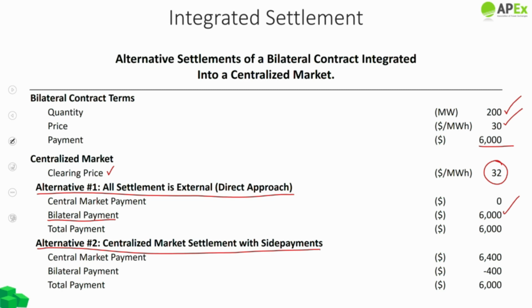Thus, the mechanism guarantees financial reconciliation and contractual integrity, providing a robust framework for bilateral contracts within the centralized day-ahead market. Here in this example, as you can see, the clearing price is $2 more than the contract price. So, in this case, the generator will pay this difference to the load serving entity, which is represented as minus $400, which is the multiplication of the difference, $2, by the total quantity, 200 megawatt hours.